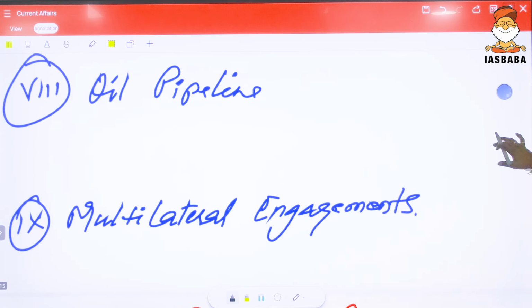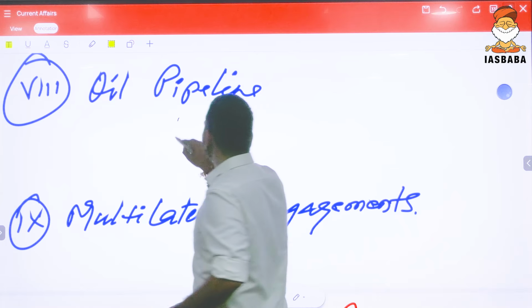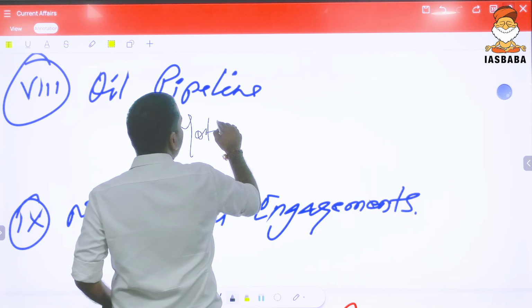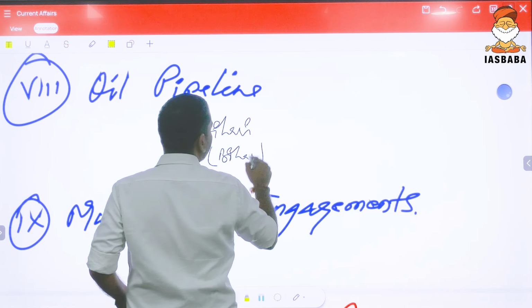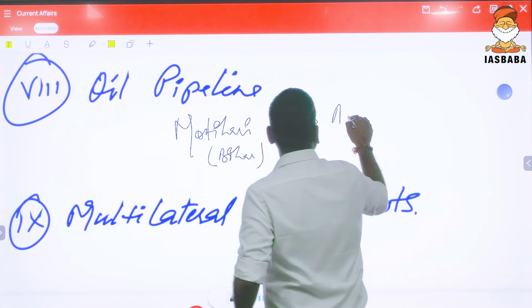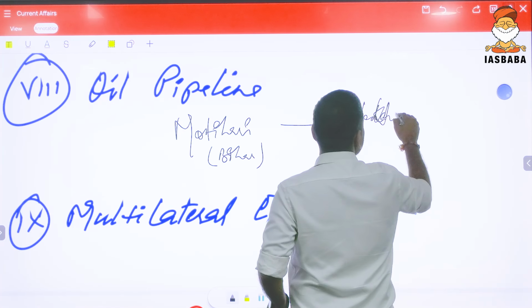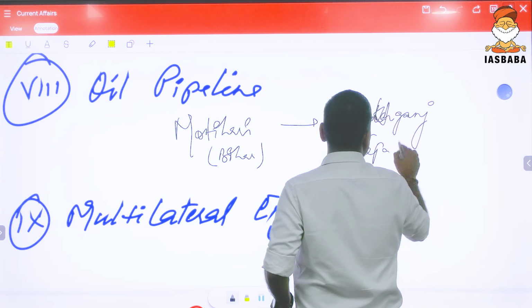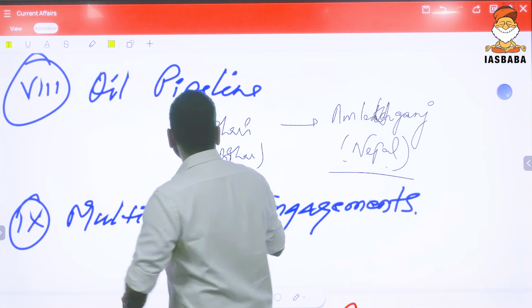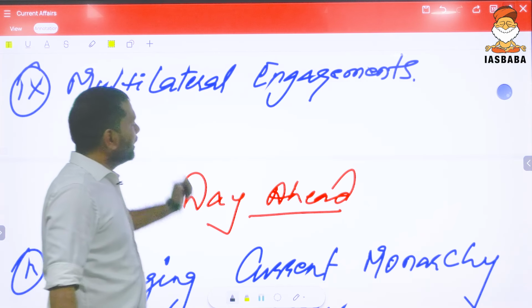There is also an oil pipeline between India and Nepal, which connects Motihari in Bihar to Amlekhganj in Nepal. You are getting my point or not? So this is also a very important thing under Indo-Nepal relations.